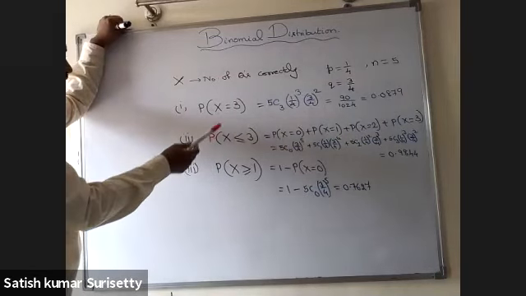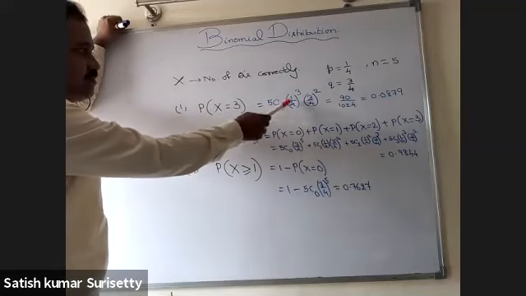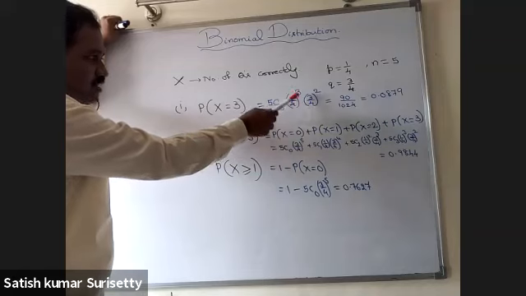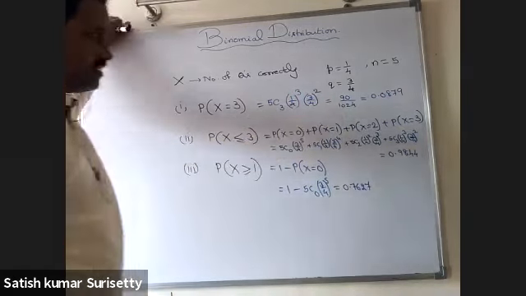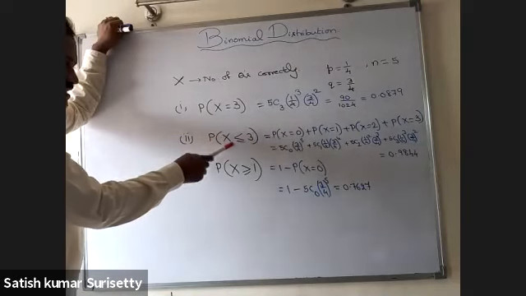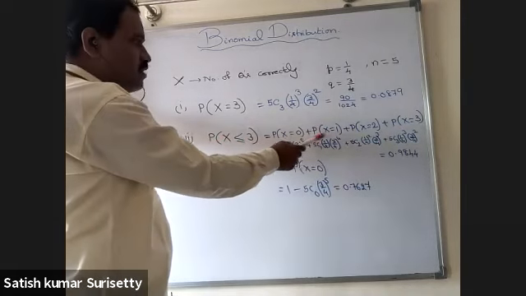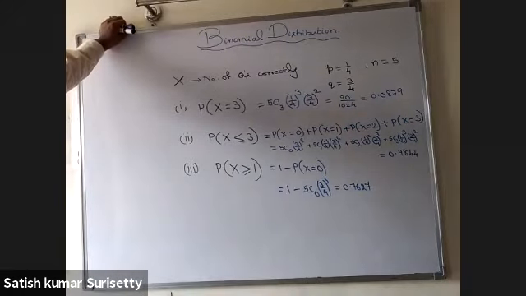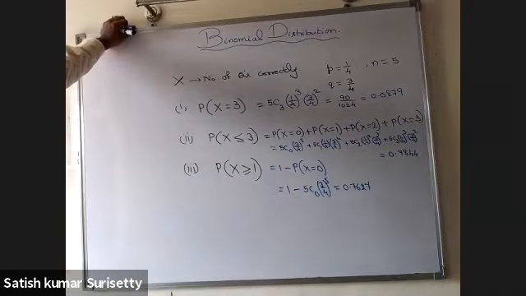The first bit is getting 3 correct, meaning probability of x equal to 3. So nCr, p power r, q power n minus r. That is 5C3, (1 by 4) to the power of 3, (3 by 4) whole square. Now simplify, so the value will be 0.0879. Second bit is probability of x less than or equal to 3, which means probability of x equal 0 plus probability of x equal to 1 plus probability of x equal to 2 plus probability of x equal to 3. Apply the formula and simplify. Then the value will be 0.9844.